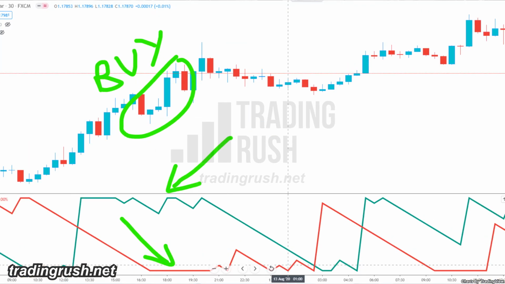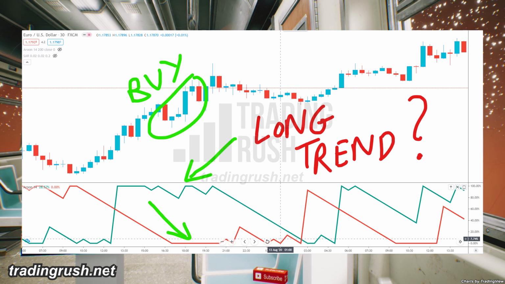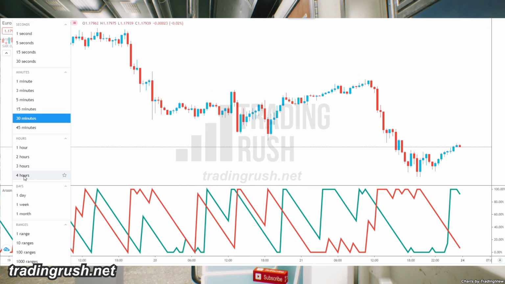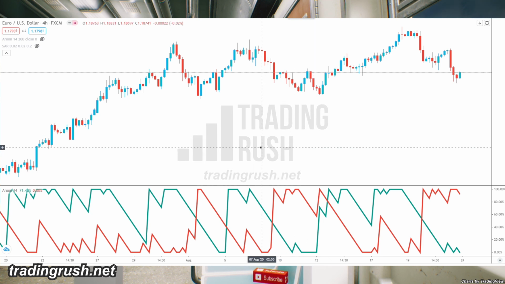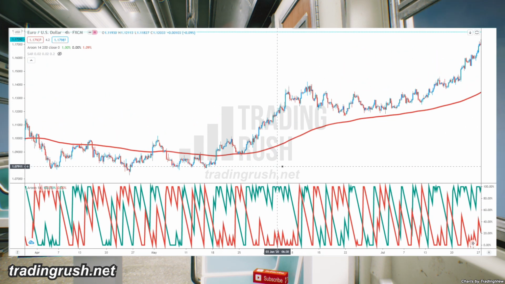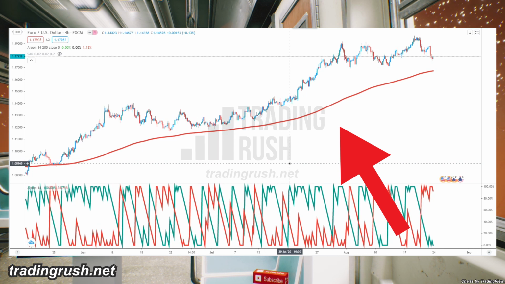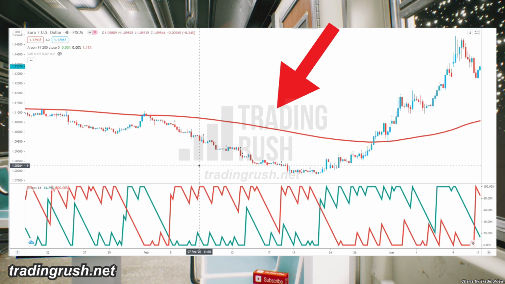But if you have been watching the Trading Rush channel for a while, you could tell that this setup on its own can't make money, because there is no way to identify the direction of the long-term trend. If you trade on a smaller time frame, you should always pay attention to the trend direction of the higher time frame. Otherwise, you will take trades in the opposite direction of the long-term trend. The easiest way to identify the long-term trend direction is to use the 200 period moving average. If price is above it, it's an uptrend. If price is below it, it's a downtrend.